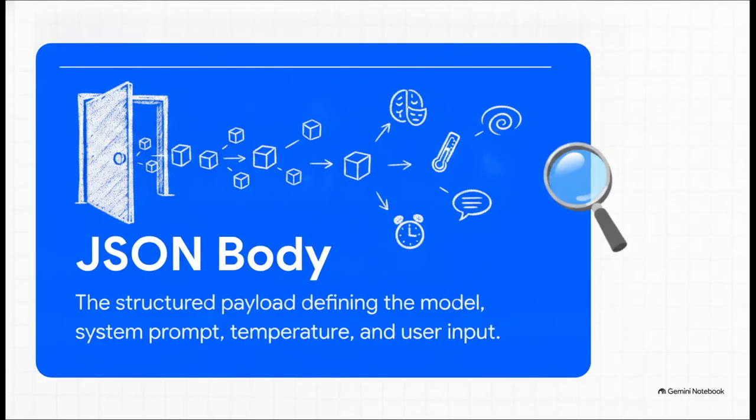Once you're at the door, you have to hand them a message, right? That's the JSON body. This is just a structured data payload where you define exactly what you want the AI to do. You specify the model, something like llama-3.3-70b-versatile. You set the temperature, and most importantly, this is where you inject your system prompts. Those agent personas we just talked about, they go right here, alongside the actual user input.